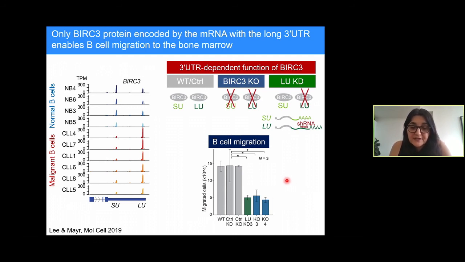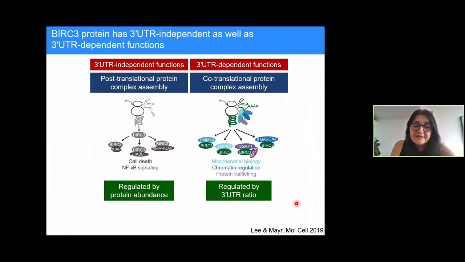So this paper actually contains a lot of data. We also identified the interaction partners that are responsible for this phenotype. We also identified the RNA binding proteins that mediate this phenotype. So if you're interested, please look at the paper. But I only want to give you a high-level summary of what we found. So we found that BRC can have 3'UTR-independent functions and 3'UTR-dependent functions.